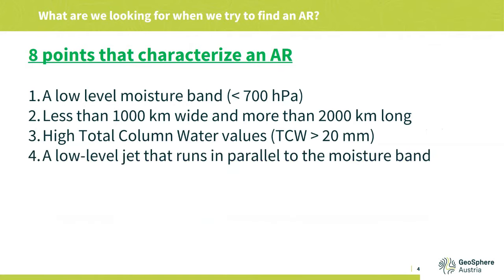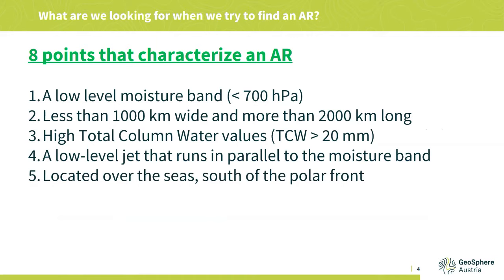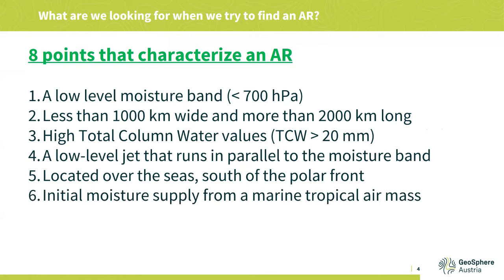So very important, this atmospheric river is always associated to a low-level jet, so a stronger wind band that runs in parallel to the moisture band. It is located over the seas. You will rarely, or as good as never, find an atmospheric river over land because of friction and the missing evaporation from the sea, which also brings water supply to the atmospheric river. But the main water supply comes from a moist tropical, a marine tropical air mass.